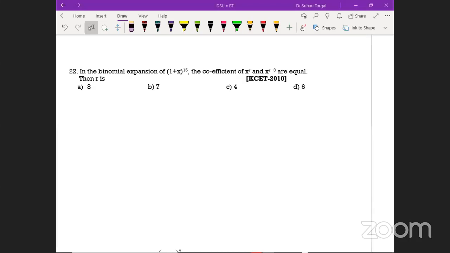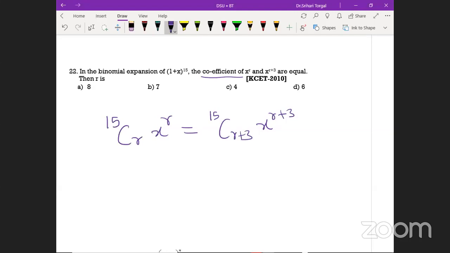Yeah, many of them are answering that it is option A. Okay. Let me check. X power R is there, right? How to get the coefficient of x power R? It is just simple. 15CR. That's it. Coefficient of x power R. What is x power R plus 3? 15CR plus 3. That I have to write the same thing, right? Here and here.